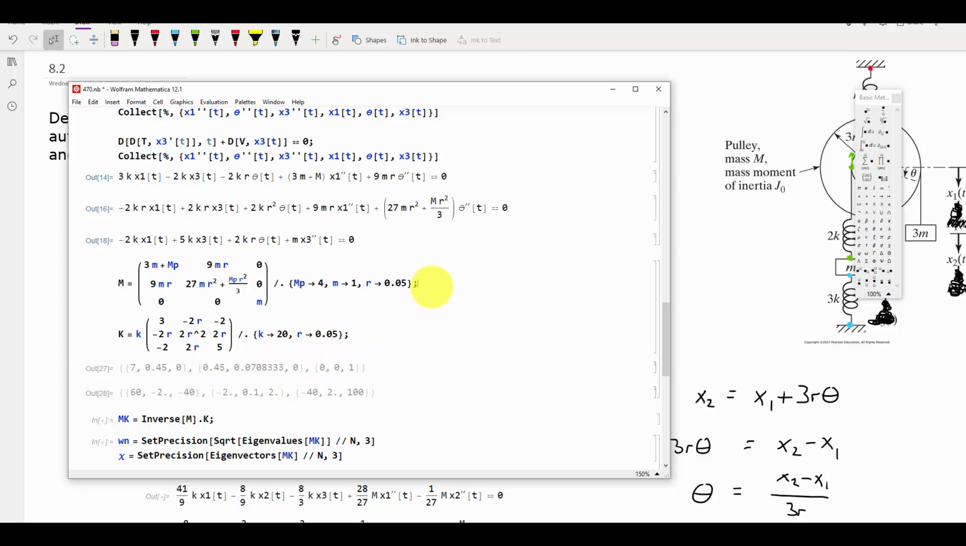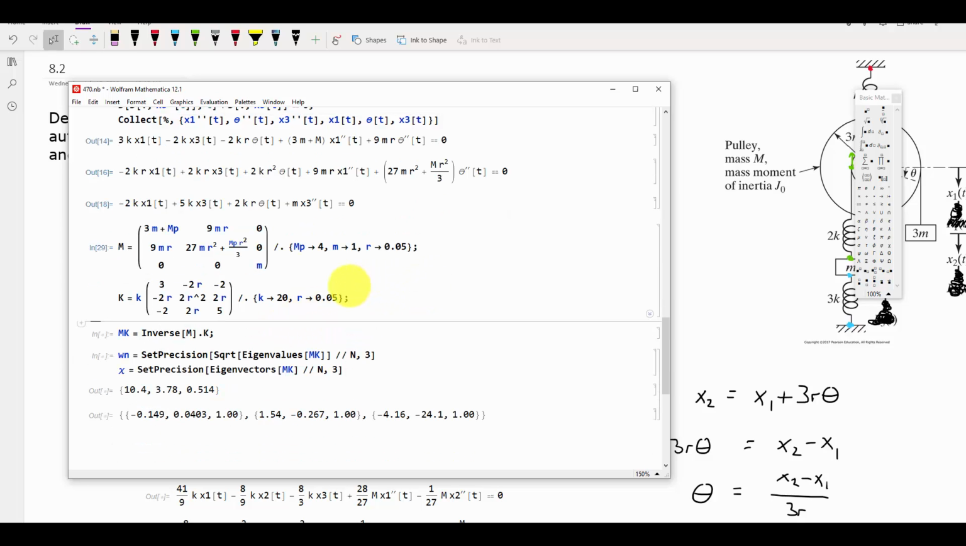Okay, so the expectation is, even though the equations of motion were different, we are going to have the same natural frequencies and mode shapes because those quantities are coordinate invariant. It doesn't matter what set of 3 degrees of freedom we use, we're going to get the same values. So if we run this, I redefine my m sub k, and now let's find the natural frequencies and the mode shapes.